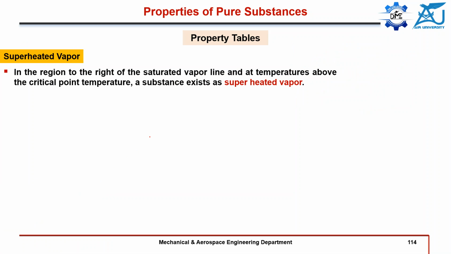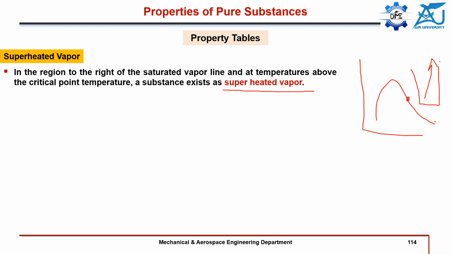Okay, so the region we definitely know is on the right hand side of the saturation curve. Okay, so this region, at the right hand side of the saturated vapor curve, we have the superheated vapor region. Okay, so this region here.